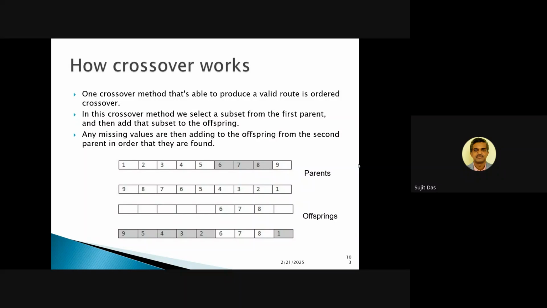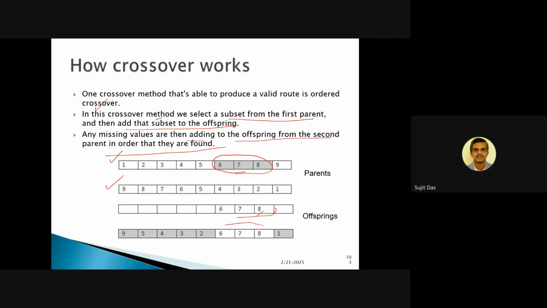Again, this is difficult because you need to keep in mind that none of the cities should be repeated and none of the cities should vanish. So let us see one procedure I can tell. In this crossover method, we select a subset from the first parent, then add the subset to the offspring. Any missing values are then added to the offspring from the second parent, in the order in which they are found. So this is your first parent, this is your second one. We select a subset of genes and directly put it here.